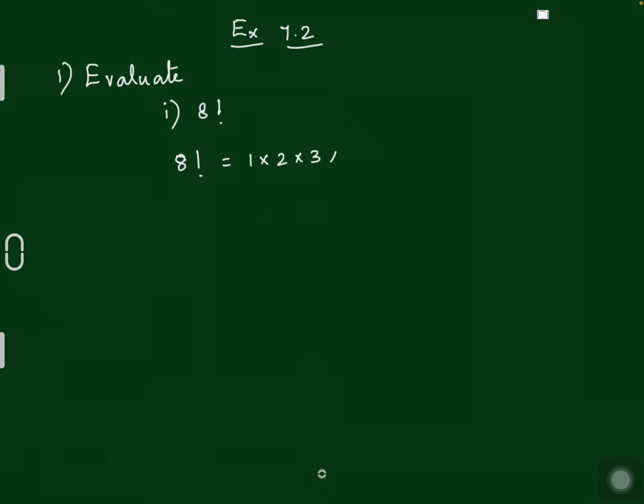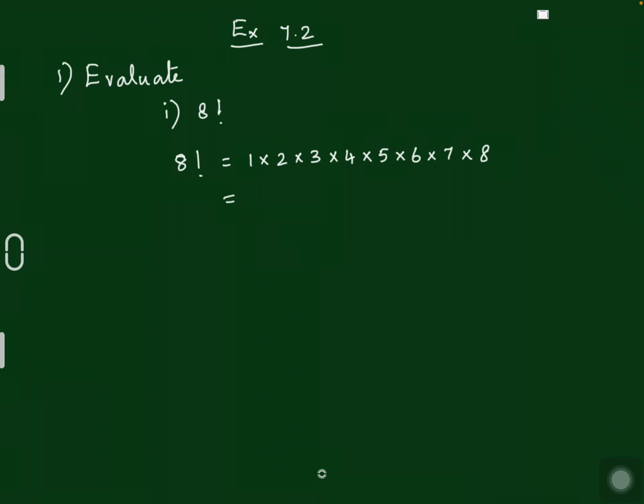Let me continue with exercise 7.2. The first one is evaluate 8 factorial. So how do you write 8 factorial? 8 factorial is nothing but 1 into 2 into 3 into 4 into 5 into 6 into 7 into 8.